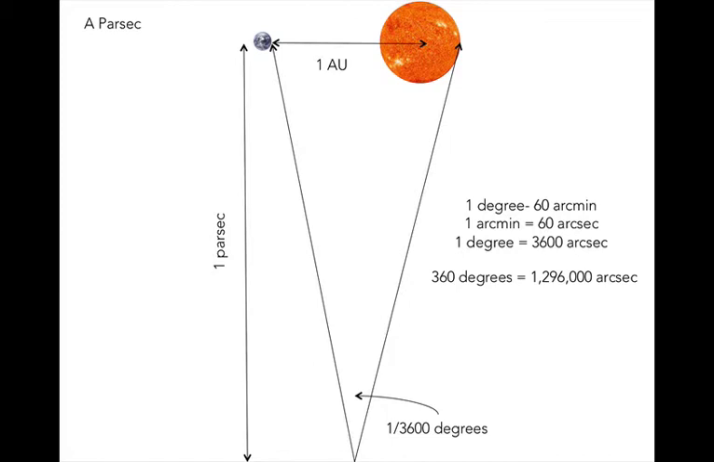If we take these two important units, the astronomical unit, or distance between the Earth and the Sun, and the arcsecond, 1/3600th of a degree on the sky, and connect them, we get the parsec. A parsec is the distance at which one astronomical unit takes up 1/3600th of a degree on the sky, and it's equivalent to 3.26 light years.